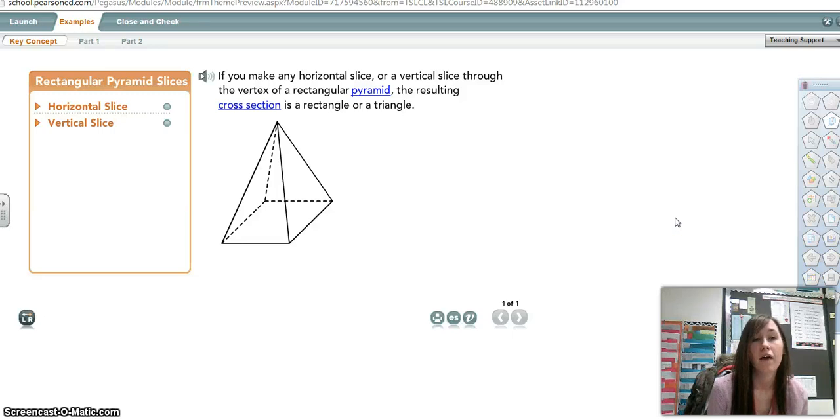Hi, this is our last lesson on 2D and 3D shapes. This last lesson, 12-5, is about 2D slices of right rectangular pyramids. 12-4 was about slices of right rectangular prisms, and 12-5 today is about slices of right rectangular pyramids. So we see the shape come up to a point because we are looking at a pyramid.